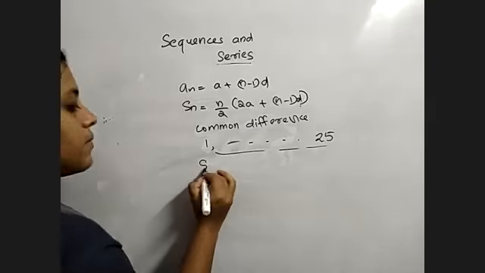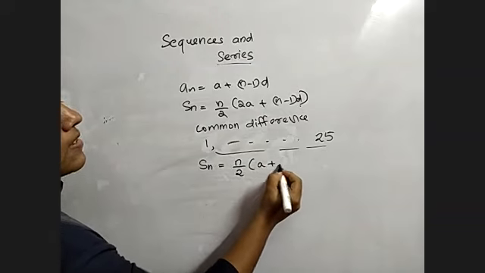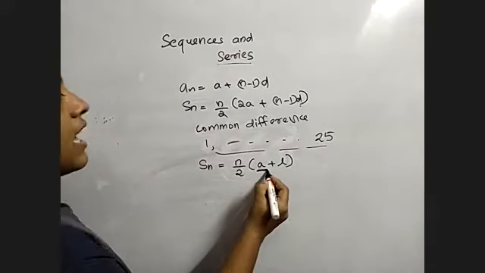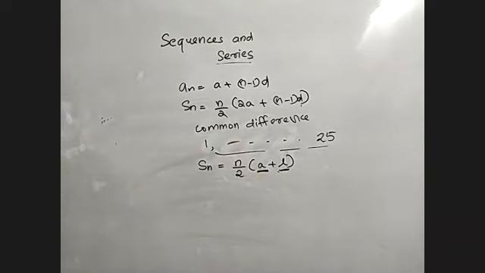How to find the sum? Sn is equal to n by 2 into (a plus l). So here, what is a? A is the first term, l is the last term.